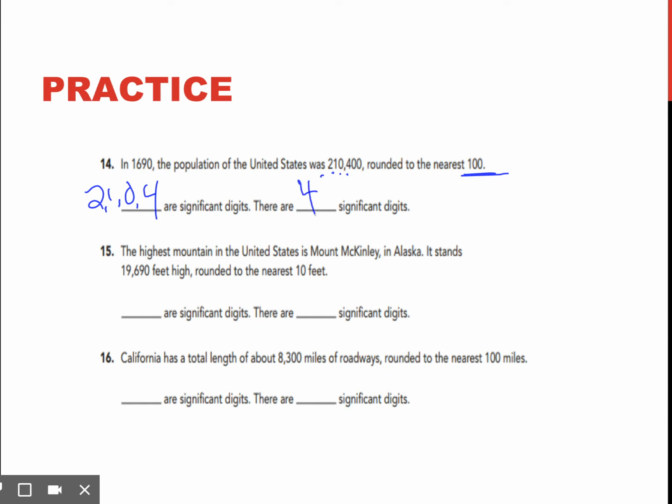Number 15, we talk about the highest mountain here. It's rounded to the nearest tens place, so we want to include all non-zero numbers. And there are 4 of them. That last 0 is not important. And I'm sure you've figured out by now that in number 16, because it's rounded to the hundreds place, our 8 and 3 are significant. So we have 2 significant digits.